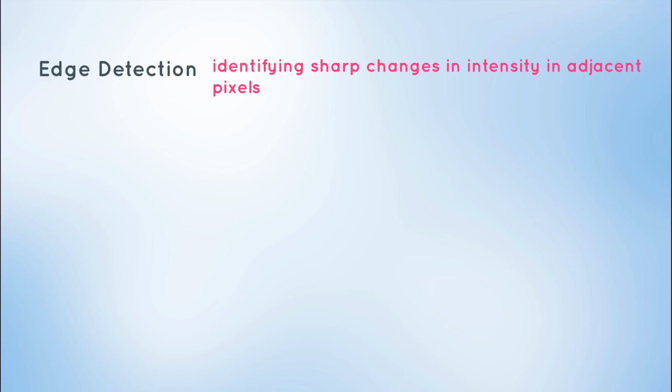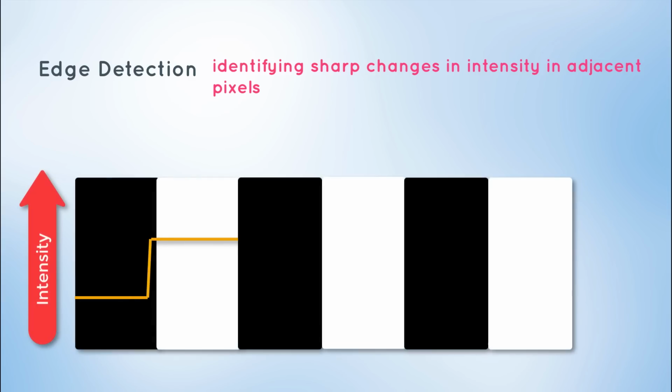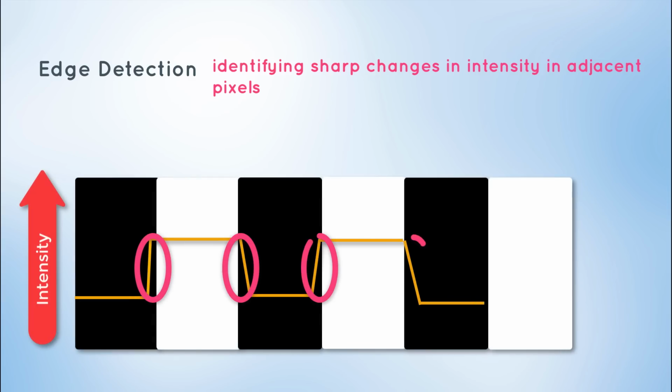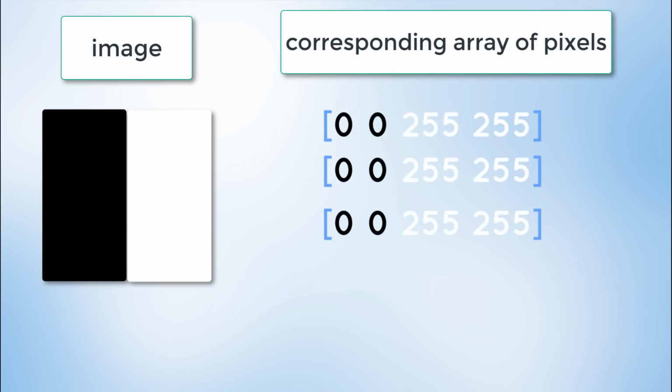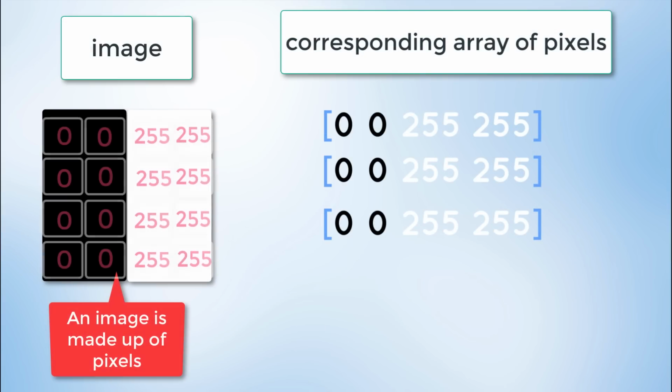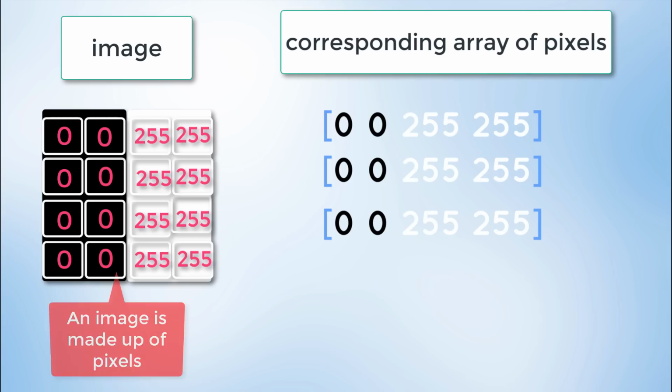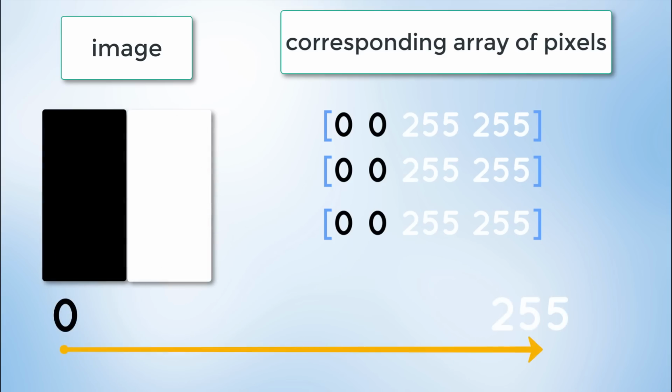In essence, we'll be using edge detection to try and find regions in an image where there is a sharp change in intensity, a sharp change in color. Before diving into this, it's important to recognize that an image can be read as a matrix, an array of pixels. A pixel contains the light intensity at some location in the image. Each pixel's intensity is denoted by a numeric value that ranges from 0 to 255.